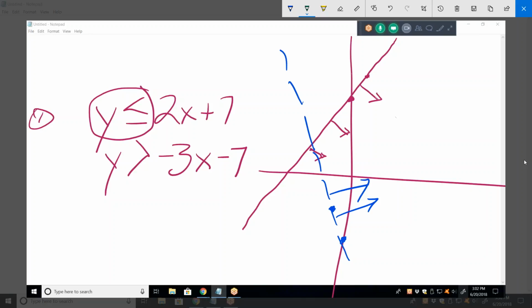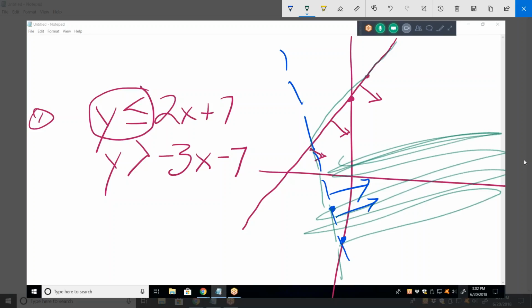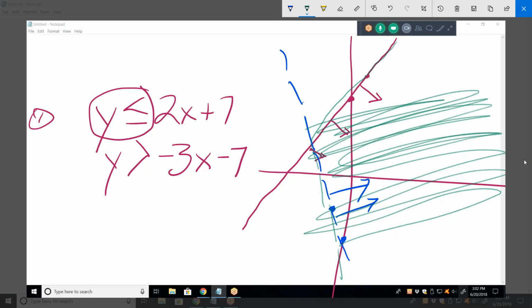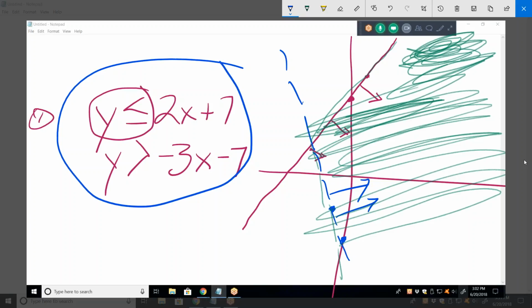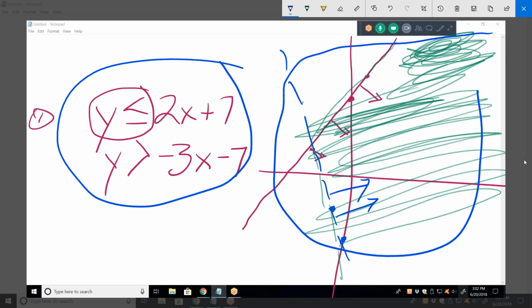So if we want to shade the area that's in common, then it's this area right here. In other words, that's the solution set. And notice one thing that I cannot do. If I want to describe the solution set to you, I can do it one of two ways. I can do it this way here, that's an answer, or this way here, that's an answer.